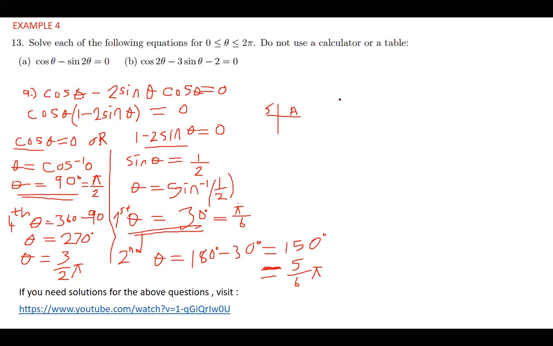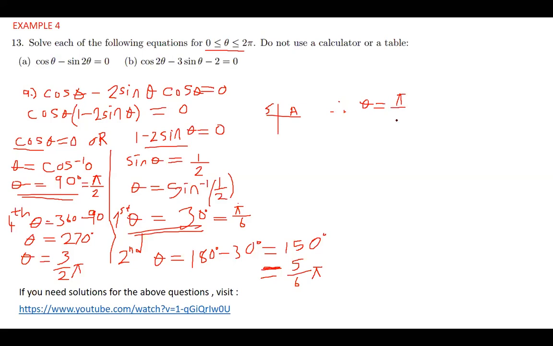And hence now, after doing all this, you just put your answers together. So you say my value of theta is equal to, you write all the answers that you found which are within the given domain here. So the first one, the smallest one that we have there is pi over 6.